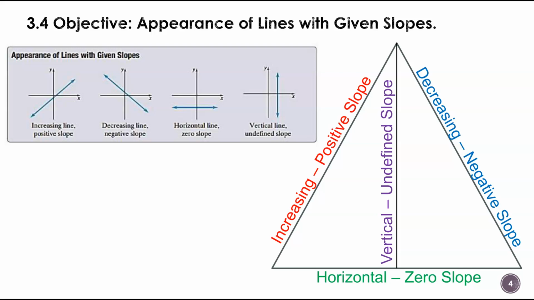Vertical undefined, horizontal zero. Now, if you use the terminology "no slope," then I wouldn't really know what you're talking about. Are you saying that it has a zero slope? Or are you saying it has an undefined slope? So be sure that you use undefined or zero. Now this little triangle diagram is just a memory device that you can look at to remember what a line looks like and how that's related to its slope.